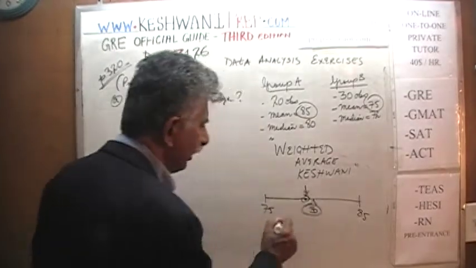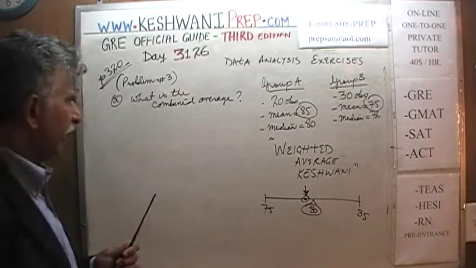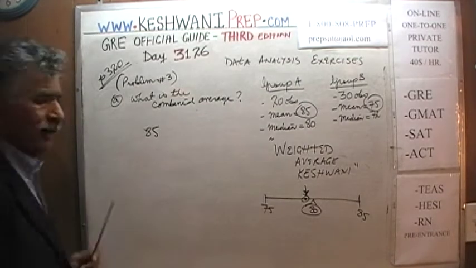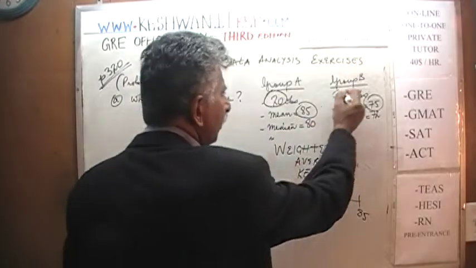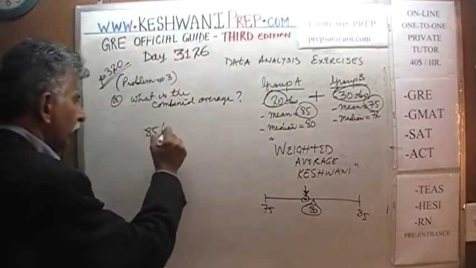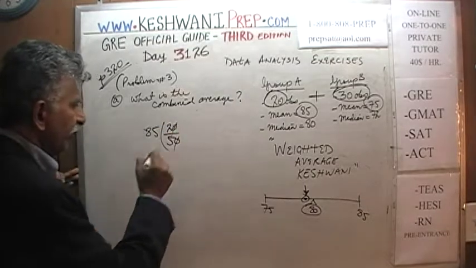What is the overall average? Even before we do the work, we know it's going to be less than 80. So let's find out. The average of the first group is 85. What weight do we assign? There are 20 observations out of a total of 50. 20 plus 30 is 50. In other words, we assign it a weight of 2/5.